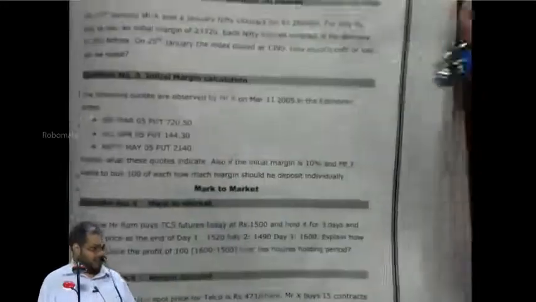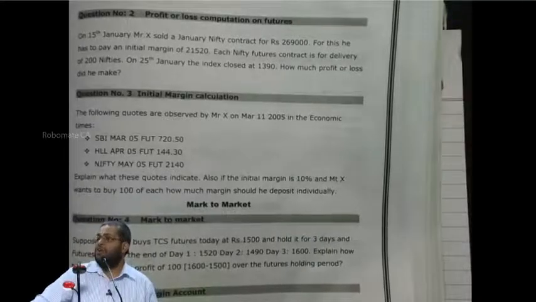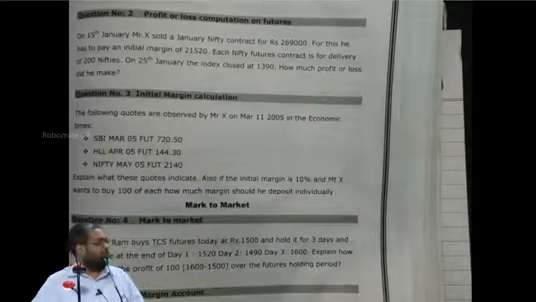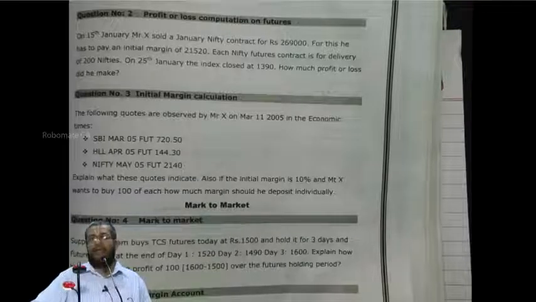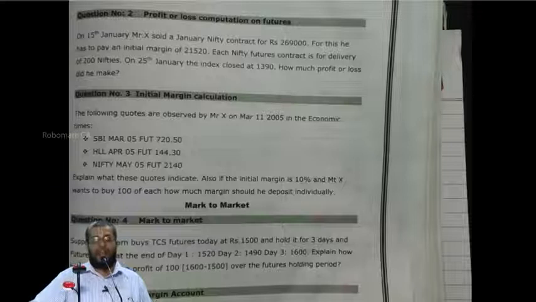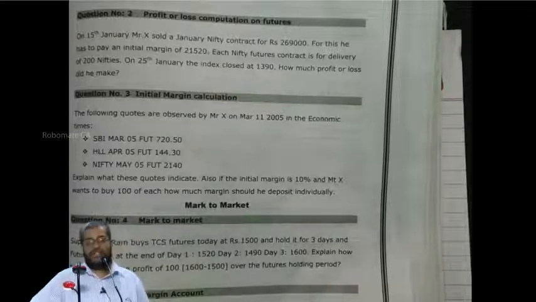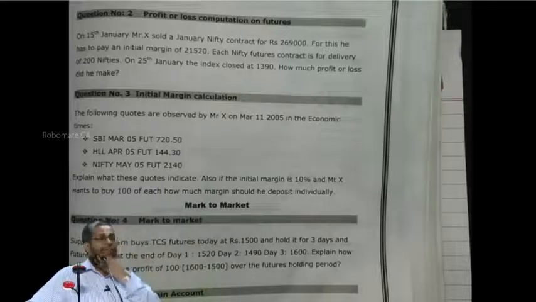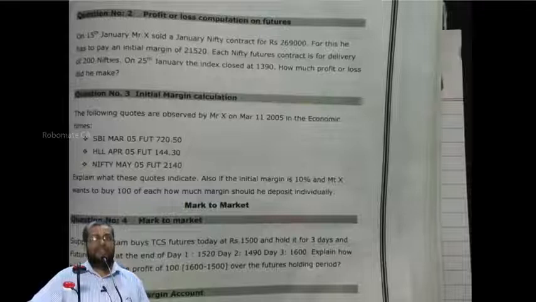Number of shares on which Mr. X has taken long futures position is equal to, tell the calculation, 15 contracts into 50 shares. 15 contracts into 50 shares is equal to how much here? 750 shares. Can I proceed? Point number 1 or 2?